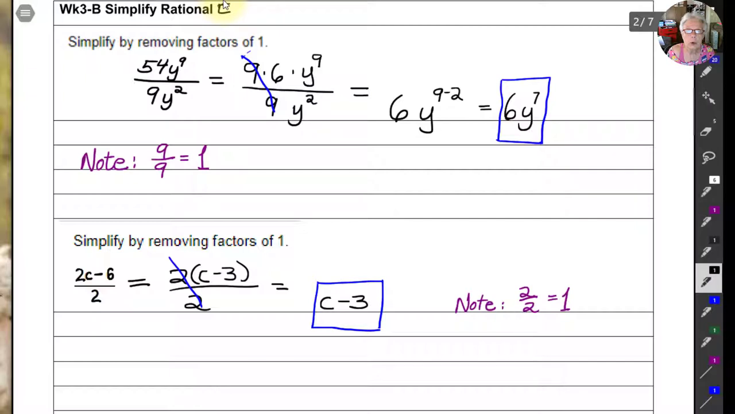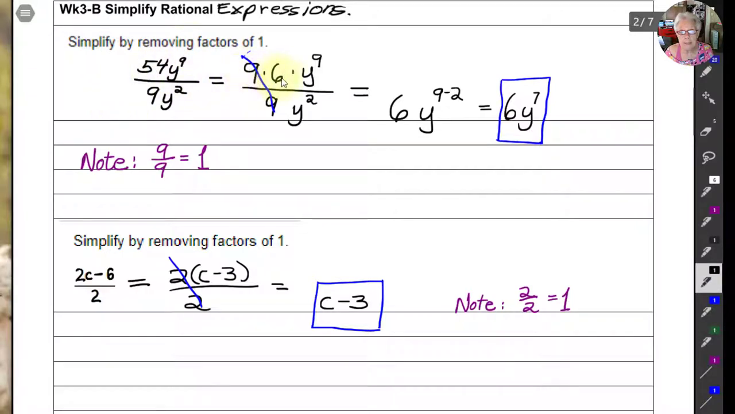Expressions, or we could also say functions, but let's say expressions. Now, here is a rational expression. It's a fraction with variables and numbers in it. We're going to factor it.